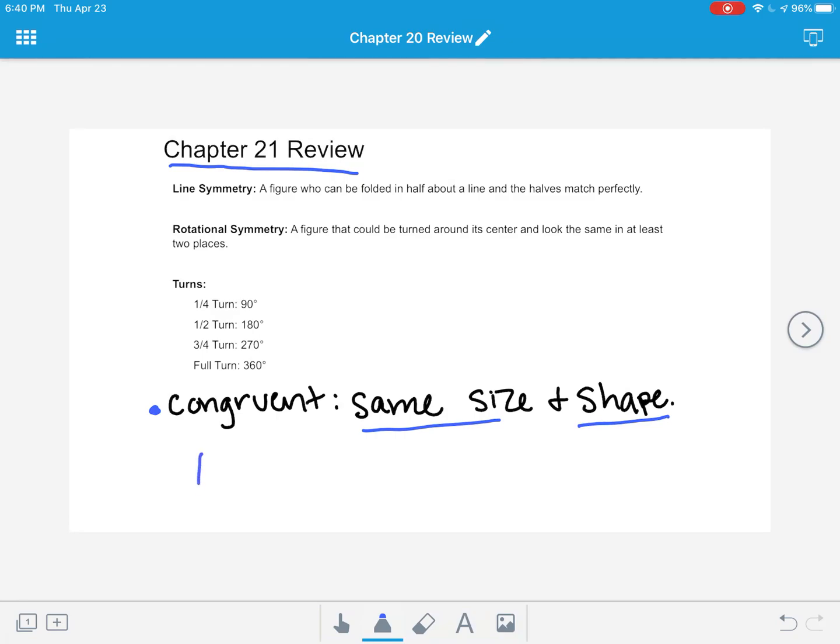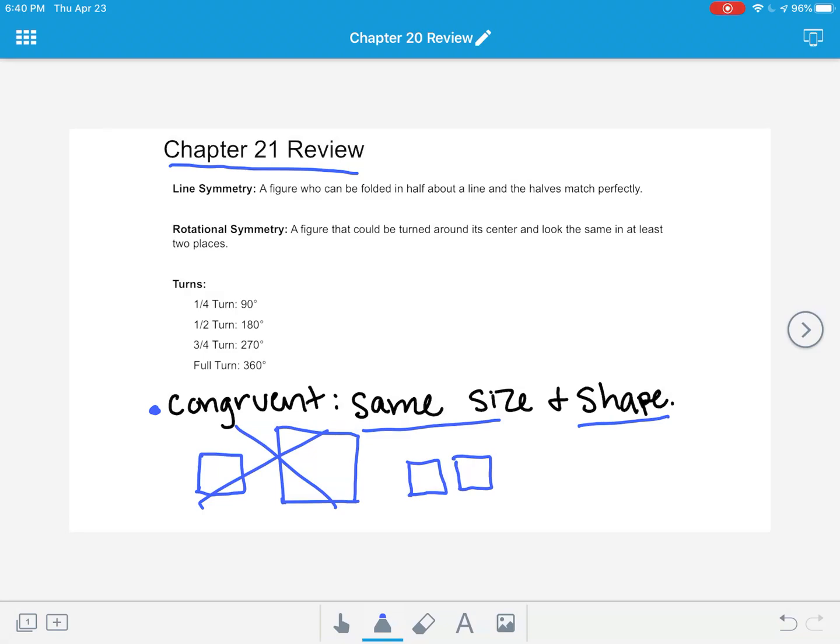So for example, I can have two squares, and although they're the same shape, these two are not the same size. Those are not congruent. I need them to be the same size and the same shape. These two squares would be congruent because they're the same size and shape.